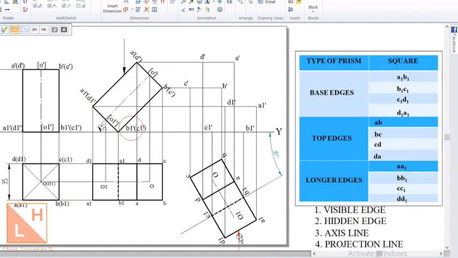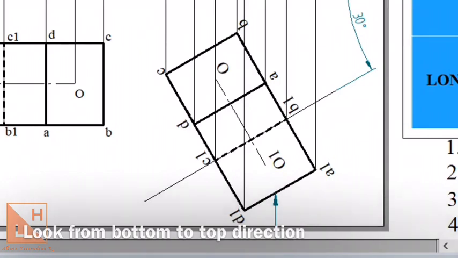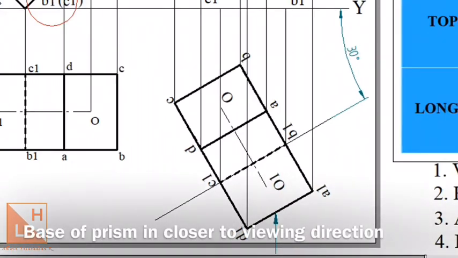Now to identify the hidden edges, all that we need to do is look at the top view in the third position from bottom to top direction. So this square prism will have a base and a top face. Looking from bottom to top direction, see which is closer to the direction of view. If I am looking from bottom to top direction, the one that is closer is A1, B1, C1, D1, which is nothing but the base of the prism, while the top of the prism is present on the other side. So looking from bottom to top direction, the closer to the viewer is the base.